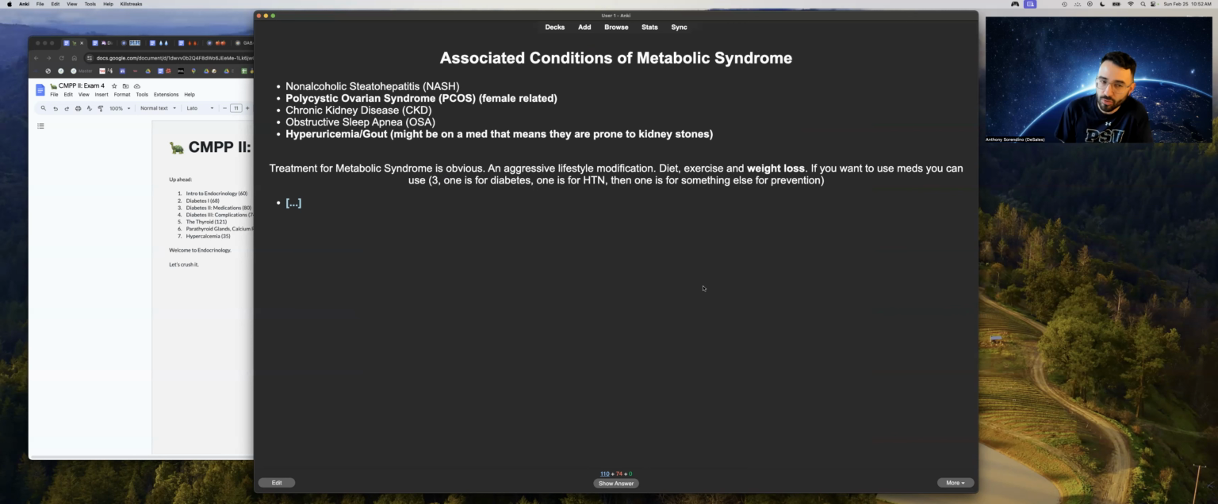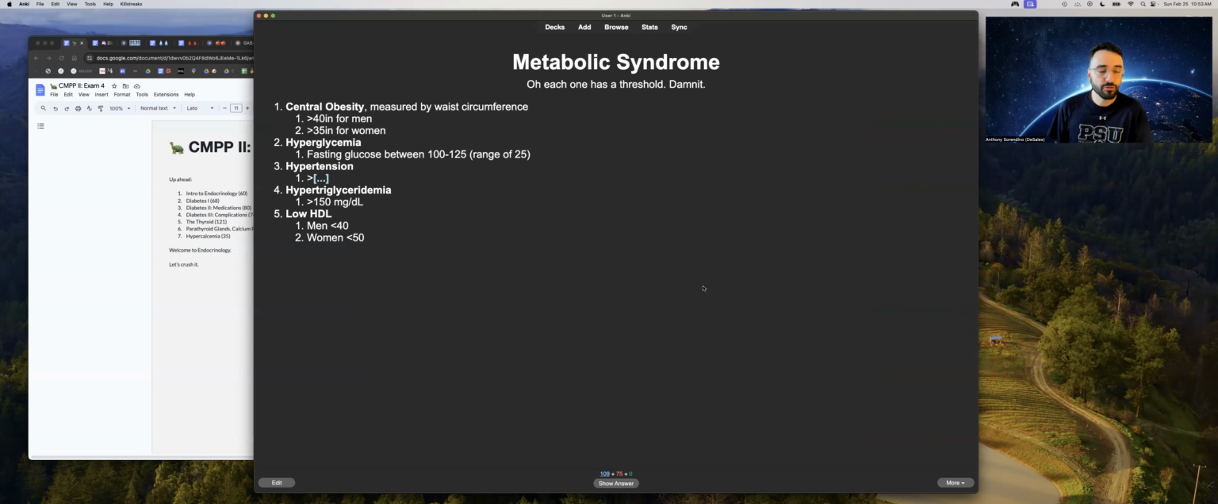I don't know that I know this. Aren't ACEs and ARBs down here? They are. Okay, so metformin, statins, and ACEs and ARBs. All right. Metabolic syndrome, we're looking for numbers here.